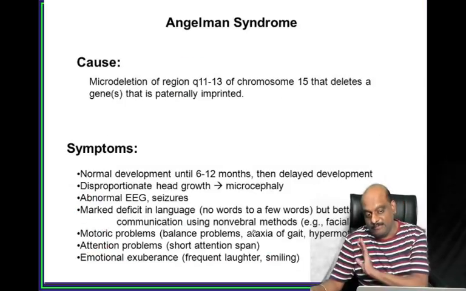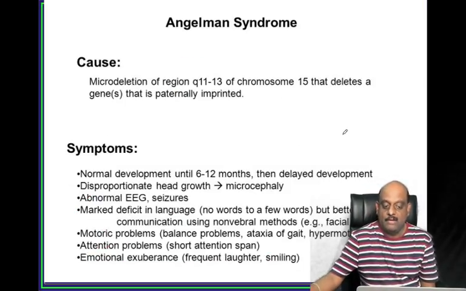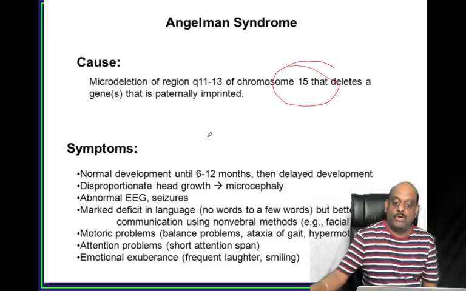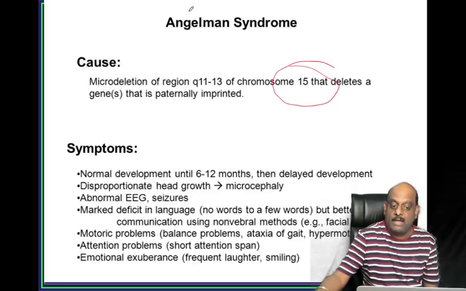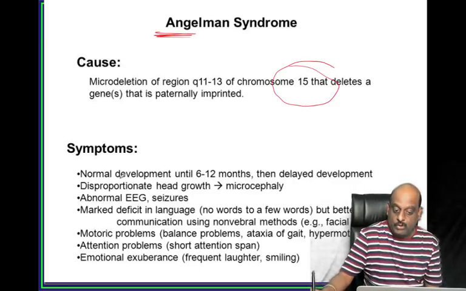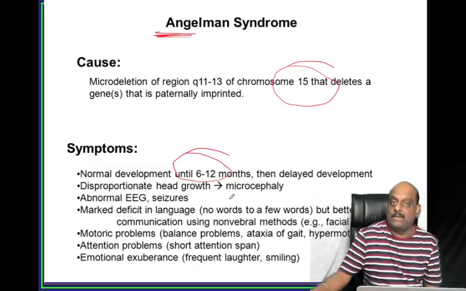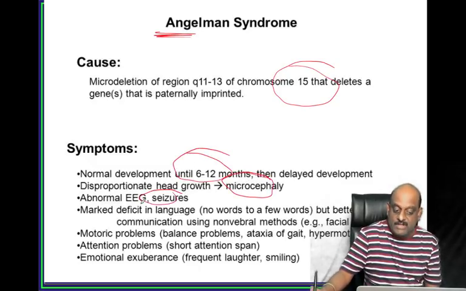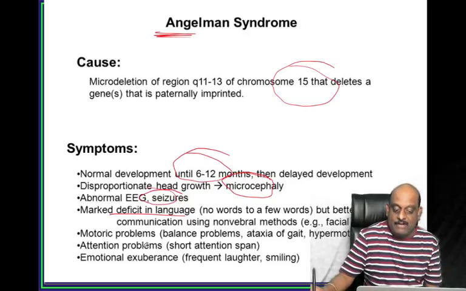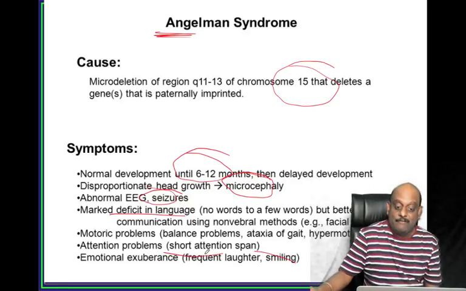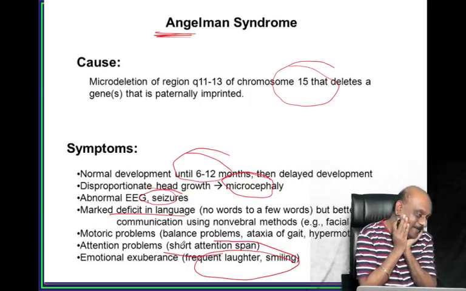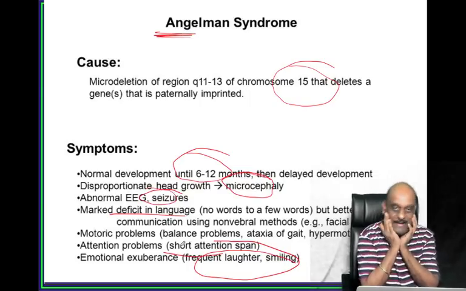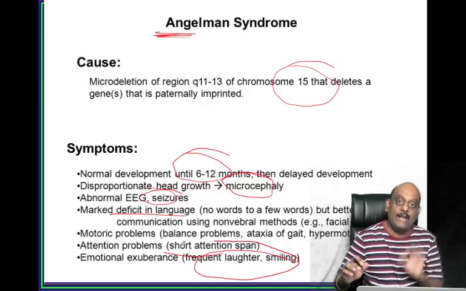That is Prader-Willi. Angelman, typically chromosome number 15 only, but it is from the mother. So normal development until 6 to 12 months, then they'll have microcephaly, seizures, marked deficit in language, short attention span, frequent laughter and smiling. They'll keep smiling, happy puppet-like kids are all Angelman.